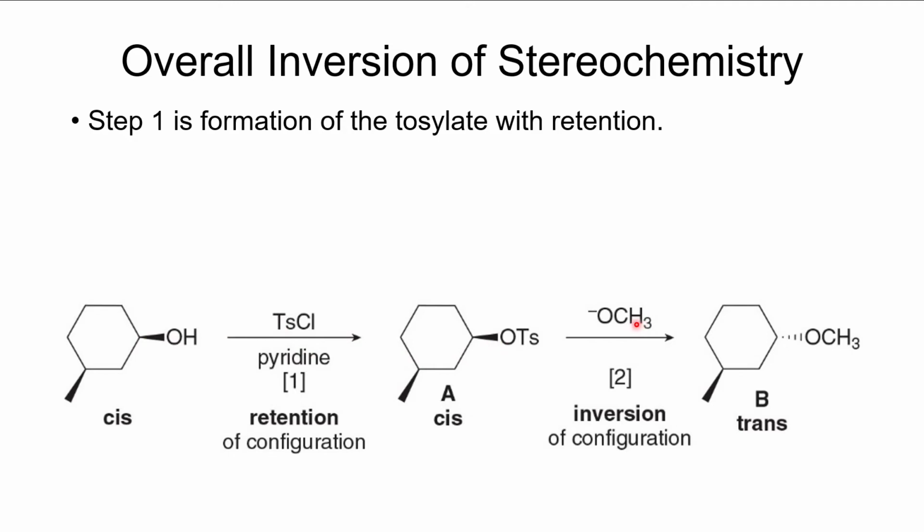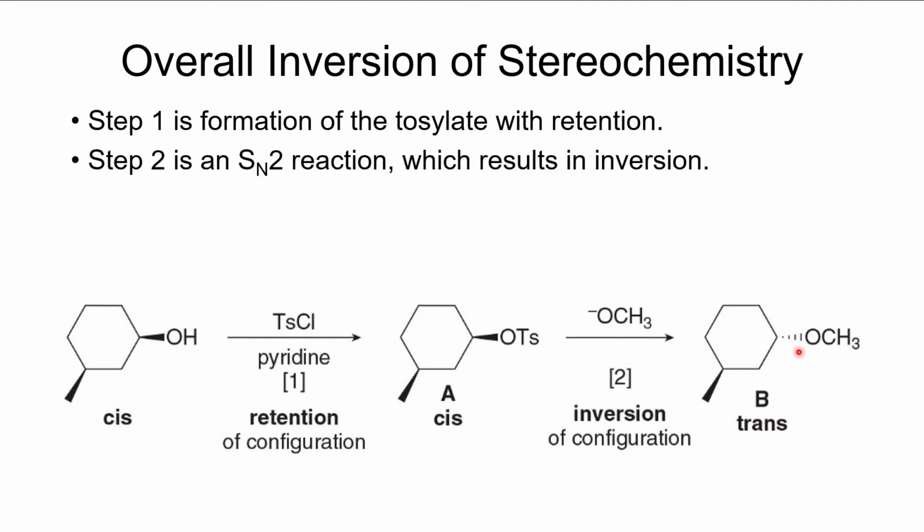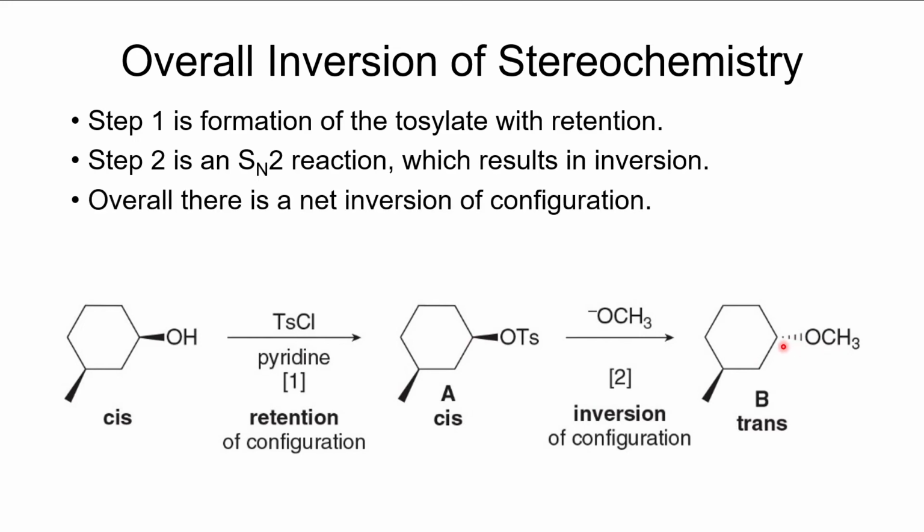And then we can use this methoxide to come in, and we'll get inversion of the stereochemistry when we do the SN2 reaction on that tosylate. And so here we will get the trans product. So overall, we'll end up with an inversion of the configuration. So that gives you the trans of that.